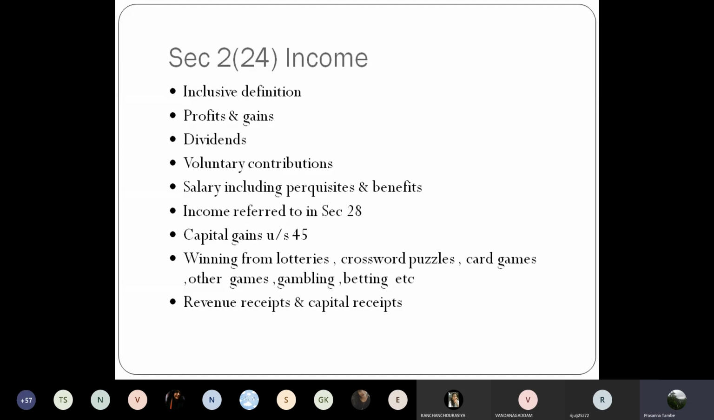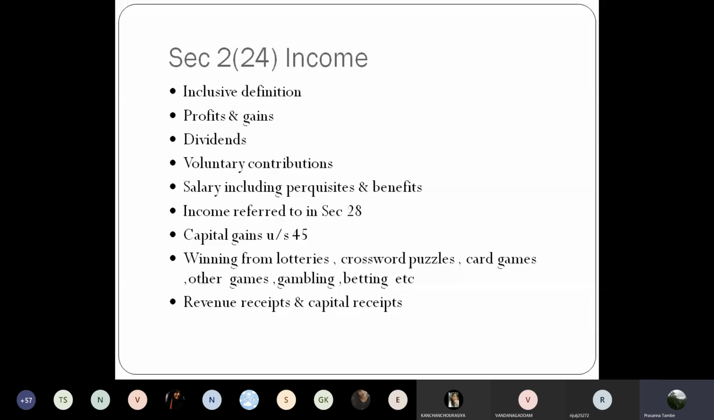Then capital gains under section 45. When you dispose of any capital asset like land, building, jewelry, shares, mutual fund units, these are all treated as income from capital gains. Section 45 deals with the scope of income under the head income from capital gains. It tells you what exactly should be considered as capital gain. So all those items referred to in section 45 will be treated as part of your income.